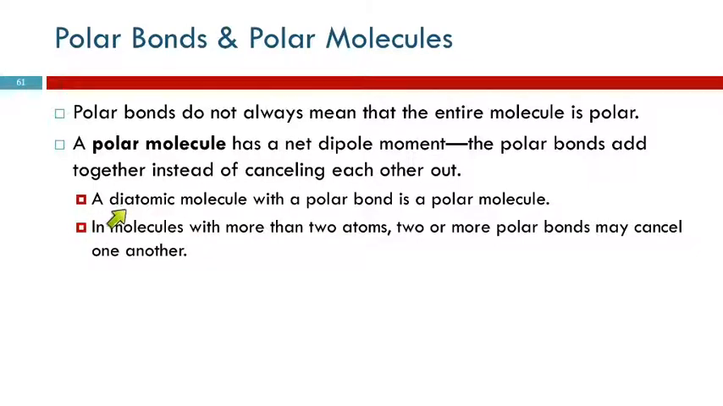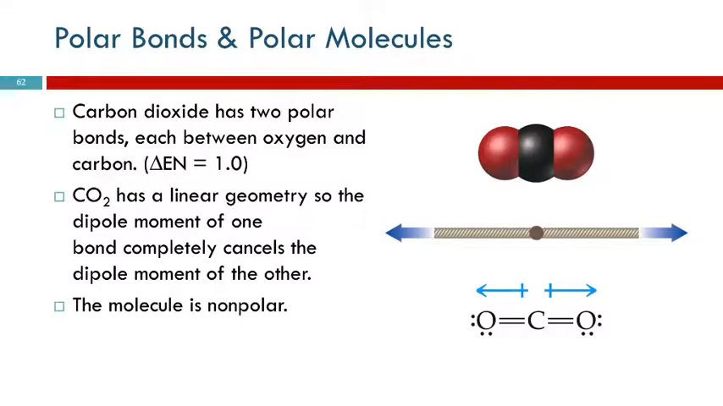If you've got a diatomic molecule, those are pretty simple. There's only one bond. If the bond is polar, the molecule's polar. When you have more than two atoms, things get a little more complicated. Let's look at carbon dioxide. So we learned how to predict that carbon dioxide is a linear molecule by looking at its Lewis structure. There are two electron groups. They're going to be on opposite sides.